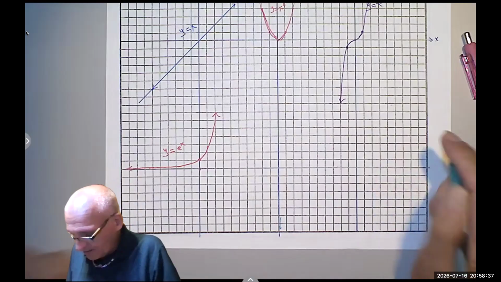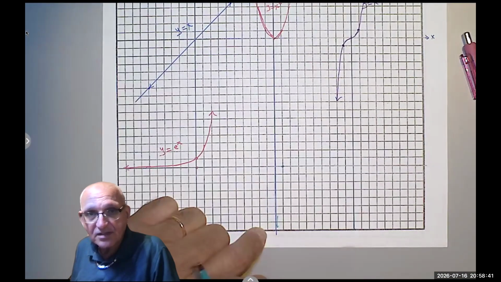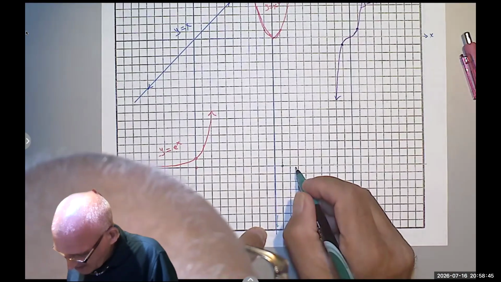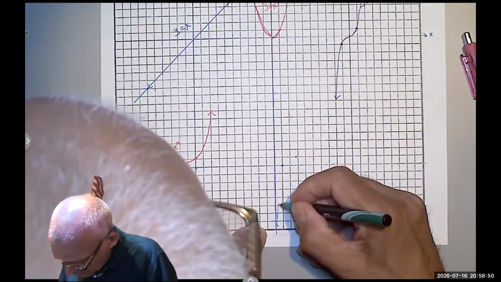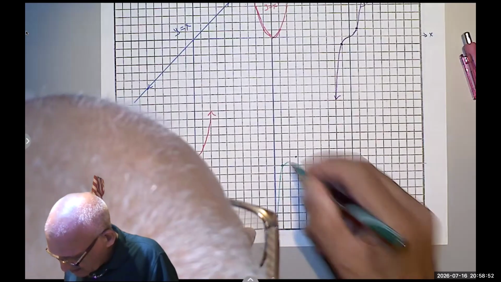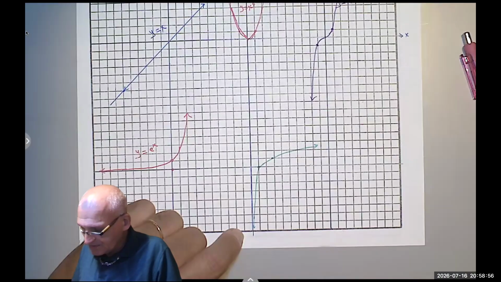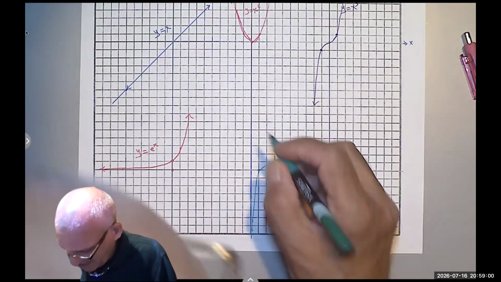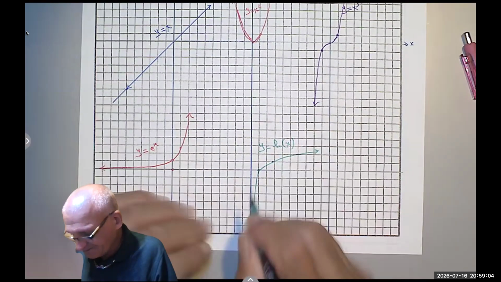Okay? Now, natural log of 1 is 0. So 1 and 0 is a point. Natural log of e, which is 2.7, somewhere here, is 1. And you can see that it's going to go something like that. Oops, I went so far. So, okay. So y equals natural log of x.